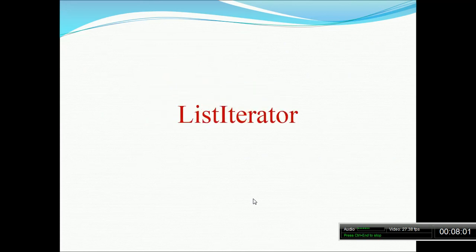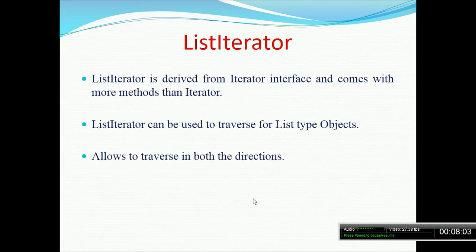Coming to the ListIterator. ListIterator is derived from the Iterator interface and comes with more methods than Iterator. ListIterator can be used to traverse list type objects. I am repeating again, the ListIterator will always be used on list type objects, for example ArrayList. Iterator can work on any collection, but ListIterator will always work on list type objects like an ArrayList. Iterator always allows traversal in the forward direction, while ListIterator allows traversal in both directions, forward and backward.